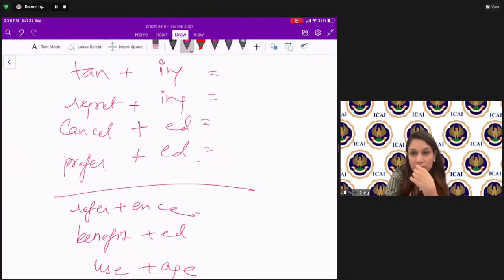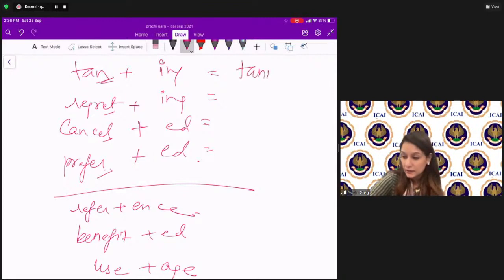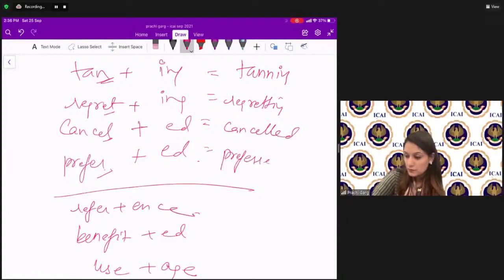Standing, good. Cancelled, good. Preferred, good. Shining, good. In all of these cases, the consonant of the last letter will be doubled. It's standing, regretting, cancelled, preferred. Okay.